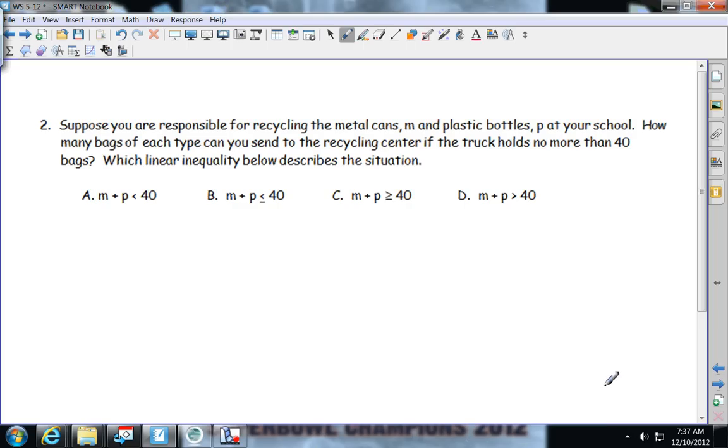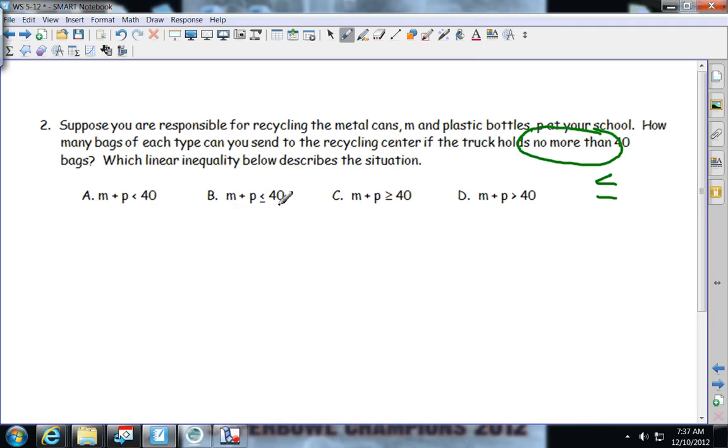Suppose you are responsible for recycling metal cans and plastic bottles at your school. How many bags of each type can you send to the recycle center? If the trucks hold no more than, right there, circle no more than. What is that symbol? Less than or equal to.